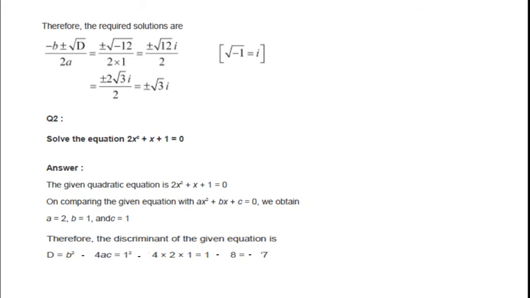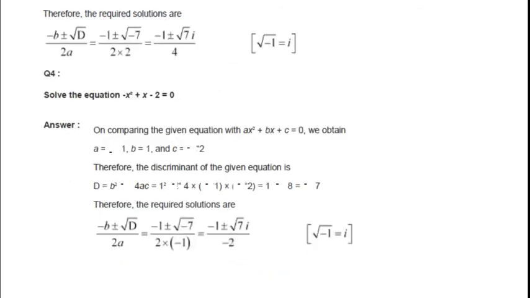Next is 2x square plus x plus 1. Here a is 2, b is 1, c is 1. So D is b square minus 4ac, that is 1 square minus 4 multiplied by 2 multiplied by 1. So it is minus 7. So the roots of the equation are minus 1 plus minus root minus 7 divided by 2 multiplied by 2. And root minus 7 is root 7 i. So the final roots of the equation are this.